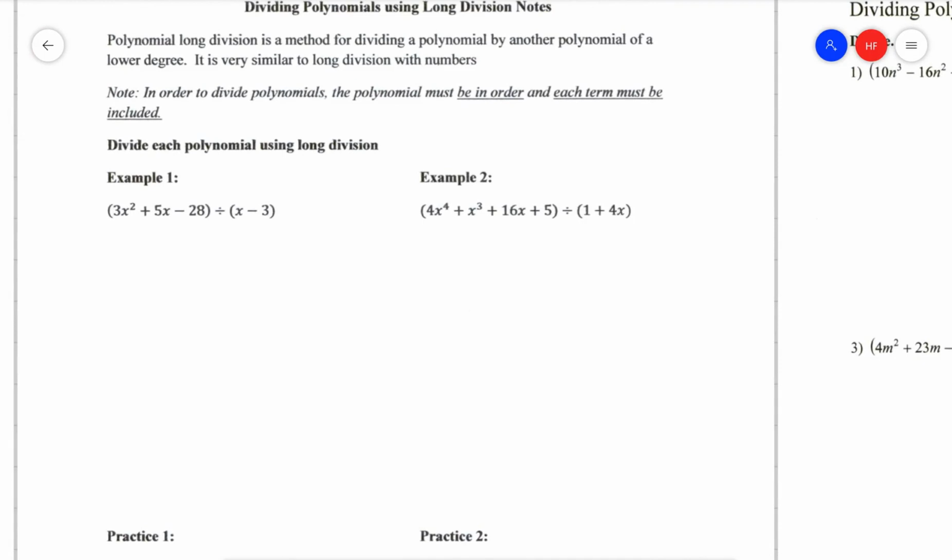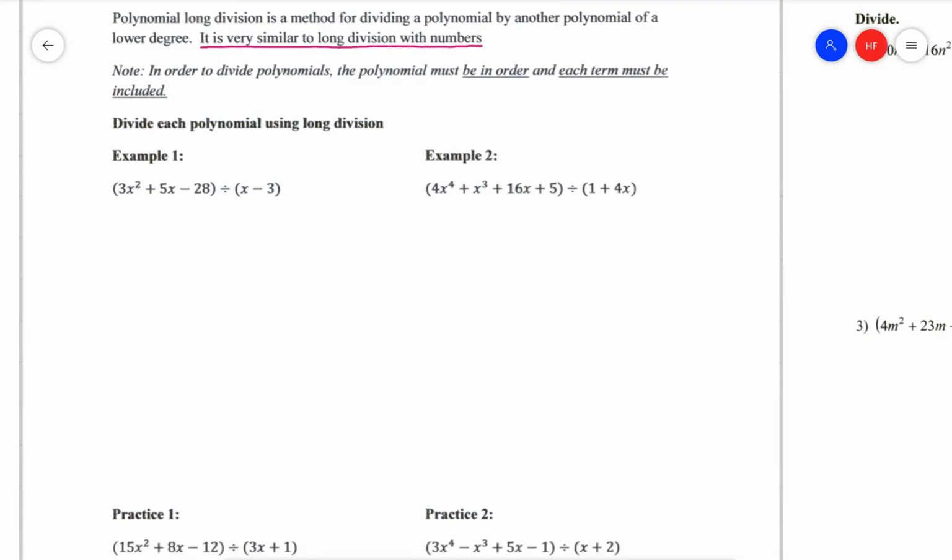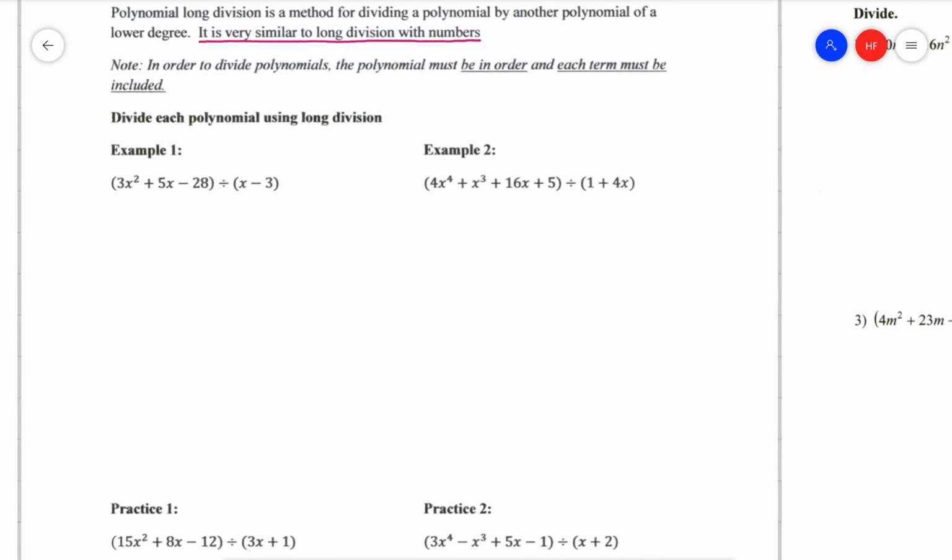So here it just says that it is very similar to long division with numbers, which we saw on that example with 65 divided by 4. So we need to make sure that when we're dividing polynomials with either method, that they are in order and each term must be included. So this is really important. And this is super important. So we need to make sure they are in order with our highest degrees all the way in the front, and then each term being included, we need to make sure that if something is missing, we put that 0 there. So I'll explain how to do that on example 2.